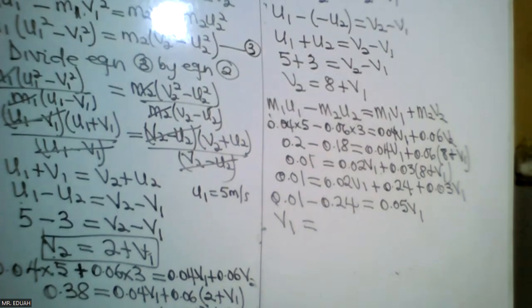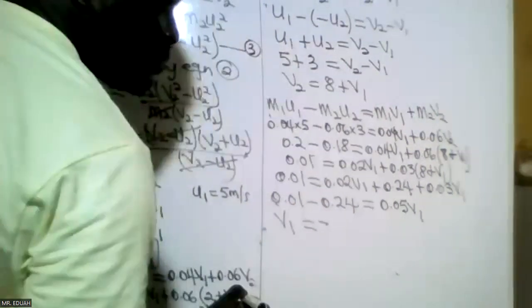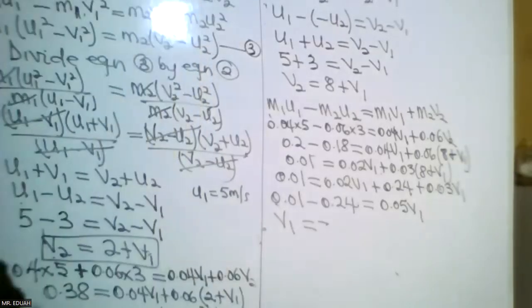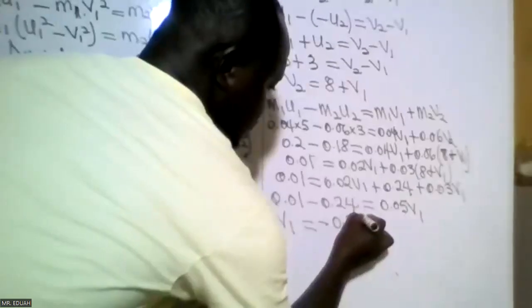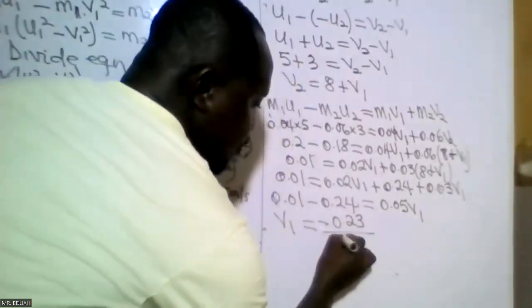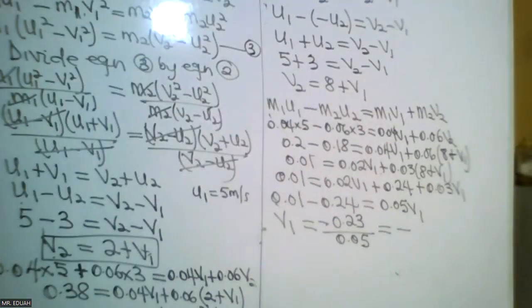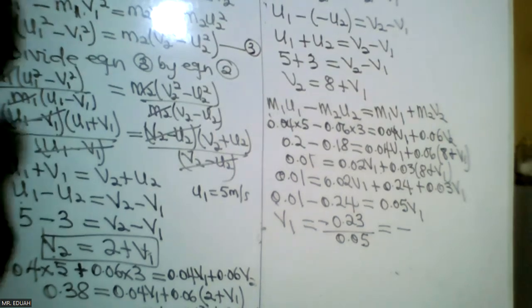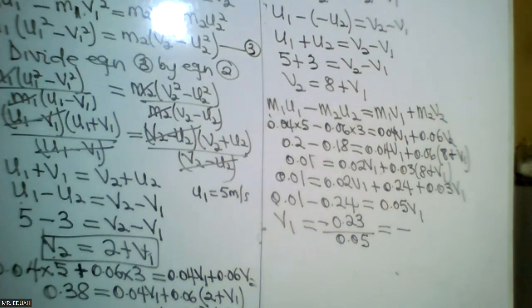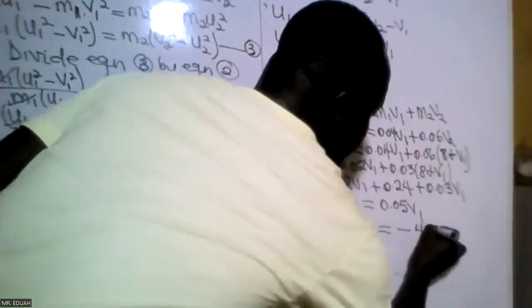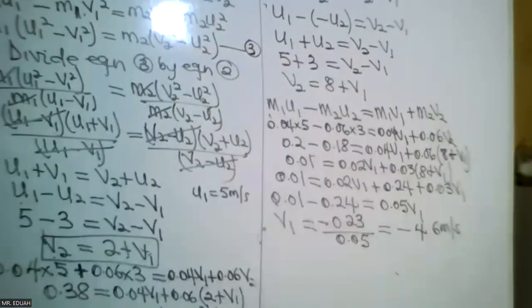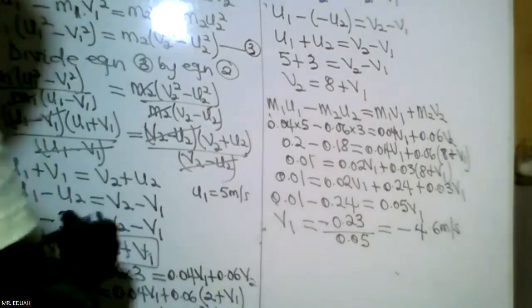So zero, negative 0.23. 0.23 divided by 0.05, and this is equal to negative what? Negative 4.6. Negative 4.6 meter per second. And you use this to find the other one.